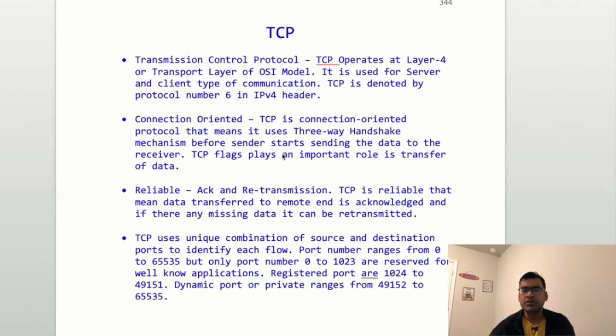TCP uses a unique combination of source and destination port to identify each flow. Port numbers can range from 0 to 65535, but only ports 0 to 1023 are reserved for well-known applications. So if you see certain applications like Telnet, or DSCP, DSCP doesn't use TCP, sorry about that, but a lot of well-known applications have their TCP port fixed. Like BGP uses TCP at port 179. So that's a well-known application.